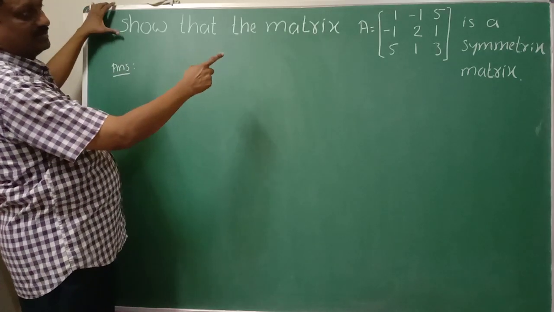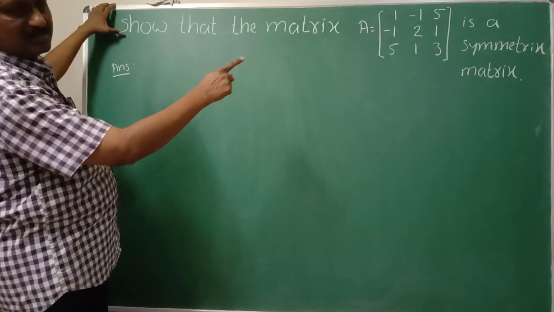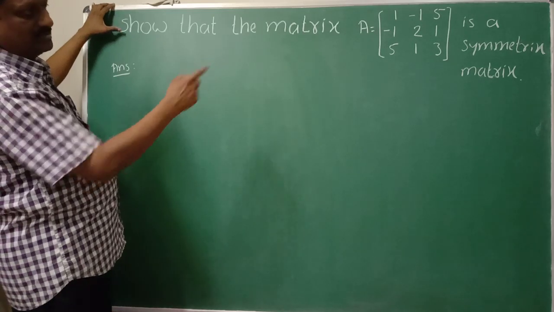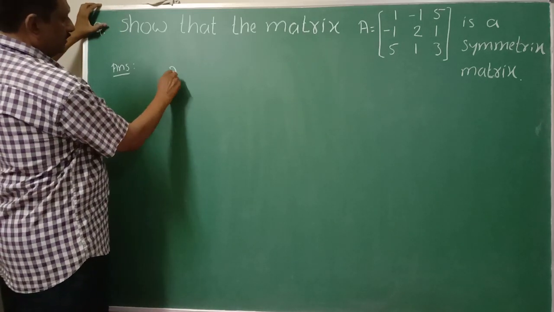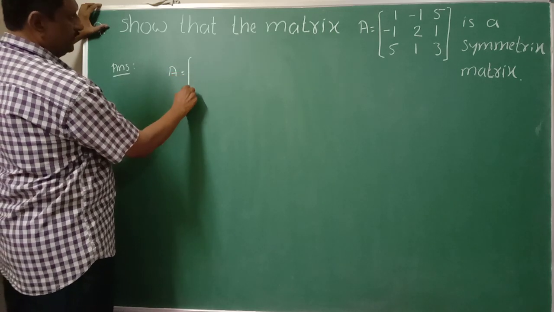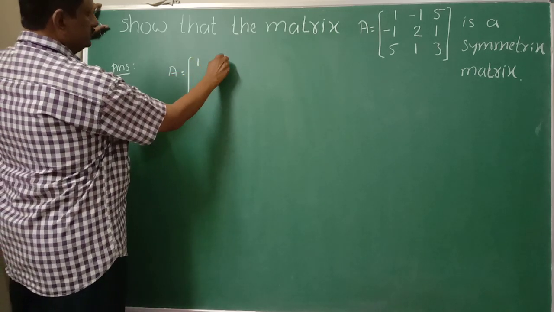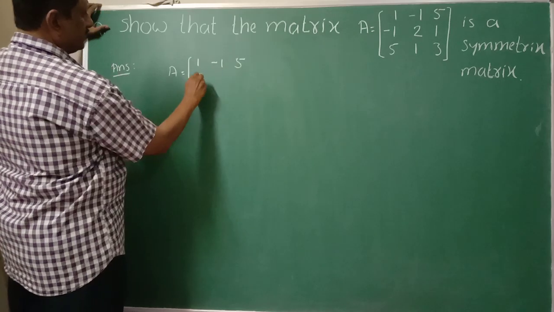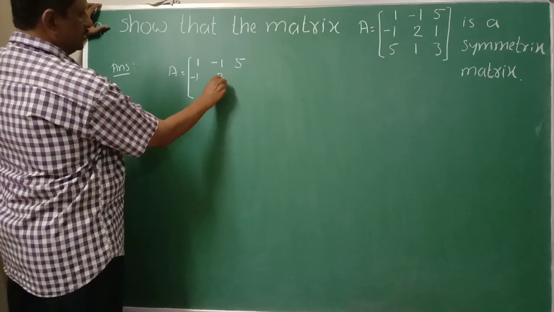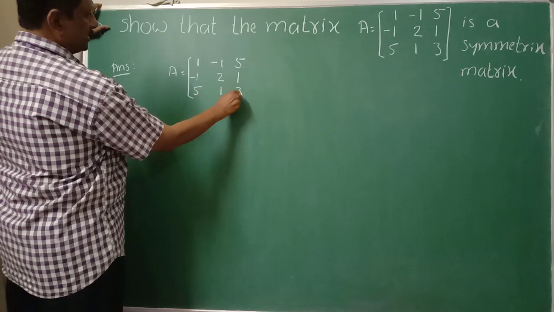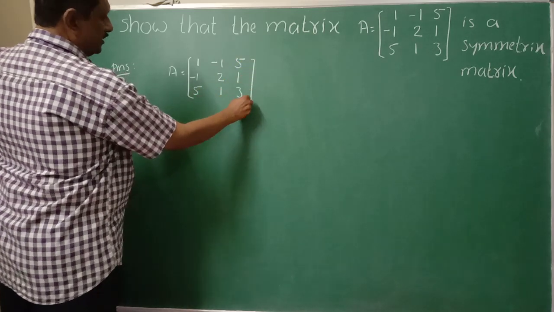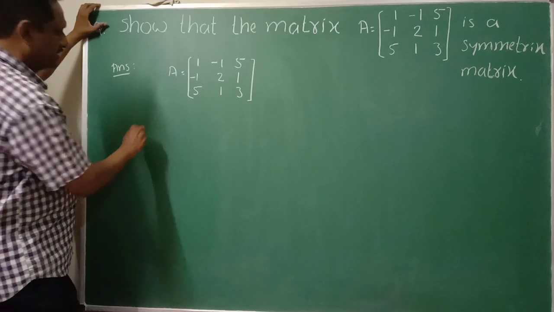Show that the matrix A, which is a 3 by 3 matrix here, is a symmetric matrix. The given matrix is A = [1 -1 5; -1 2 1; 5 1 3]. Then take its transpose.